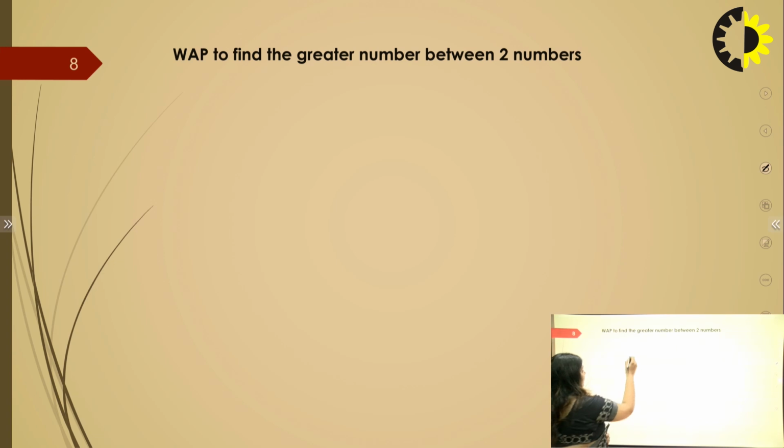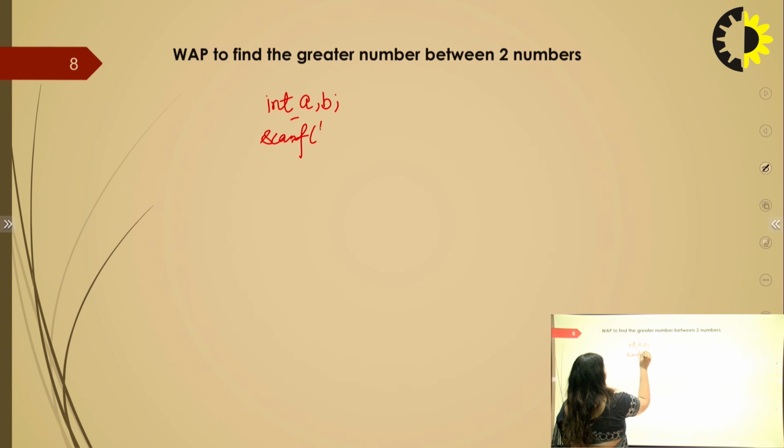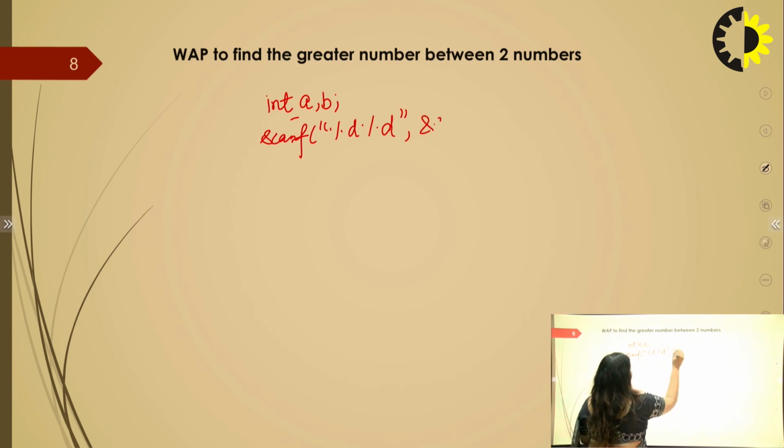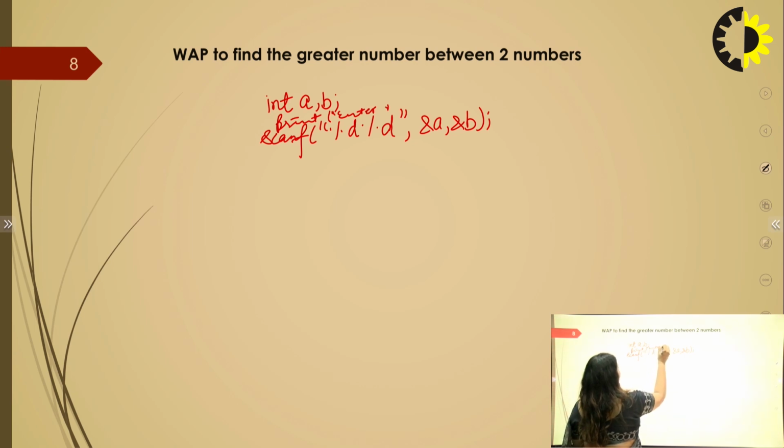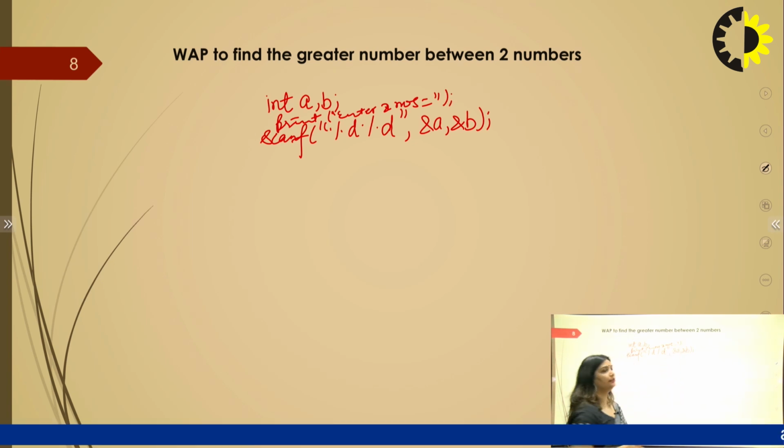So let's do the program here. Take two variables, int a and b. Okay, scanf. We can enter a and b in the same scanf function here. Then we can write printf, enter two numbers, right? This is just to make clear what the output is asking for.